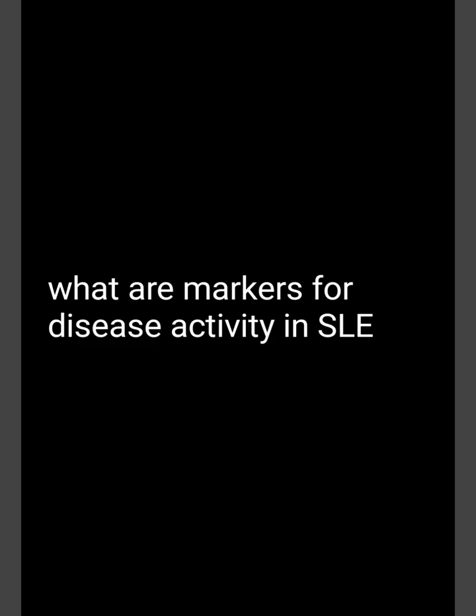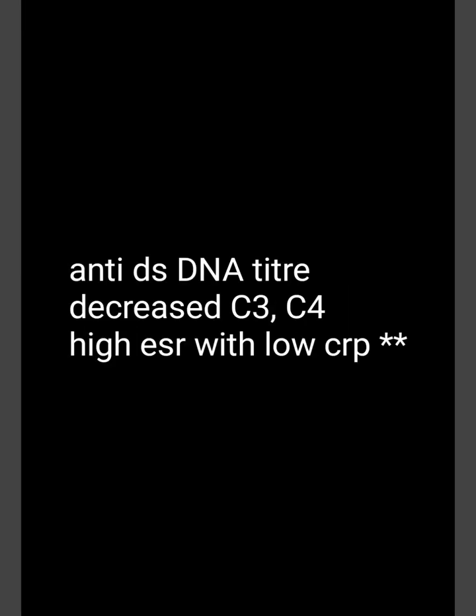What are markers for disease activity in SLE? Anti-dsDNA titer, decreased C3, C4, and high ESR with low CRP.